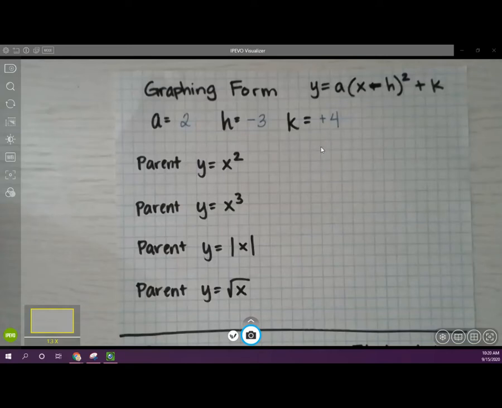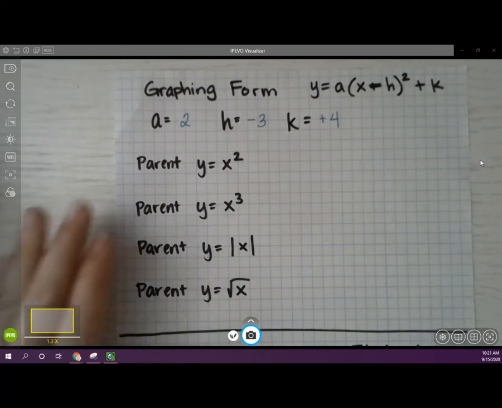This is a demo video of how to write graphing form for 4 different parents given A, H, and K. And a reminder that a generic graphing form always starts with y equals a times (x minus h) plus k. The squared will change to a 3 for this parent. The parentheses will change to absolute value in this parent, and the parentheses will change to a square root in the final parent. So let's do an example of each.